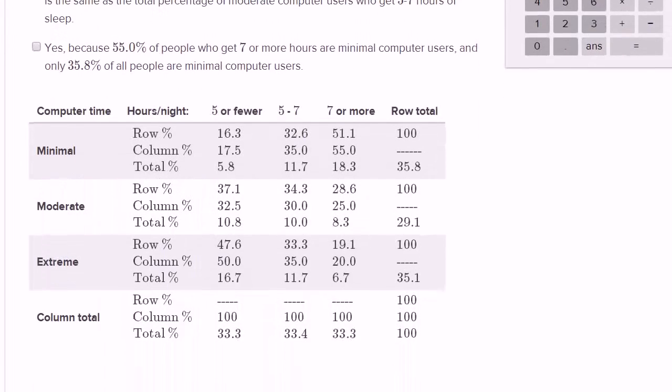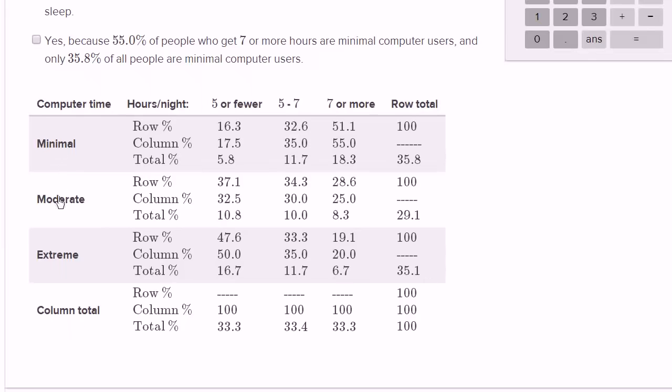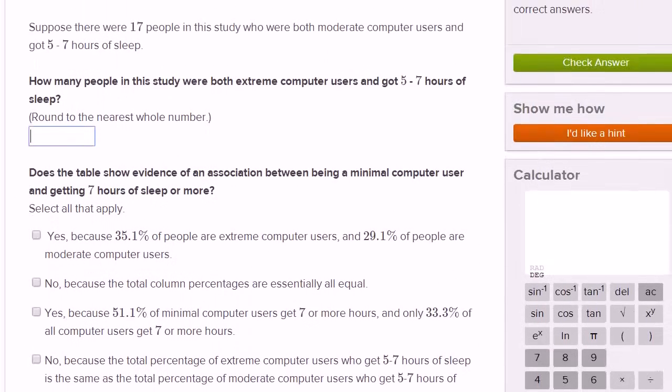So that's the frequency table, and there are 3 categories of computer time, just like they told us: minimal, moderate, and extreme. This is before they go to bed at night. And then they have the 3 categories of how much they're sleeping: 5 or fewer hours per night, 5 to 7 hours per night, or 7 or more hours. Okay, so that's fair enough. So let's see what they want us to do.